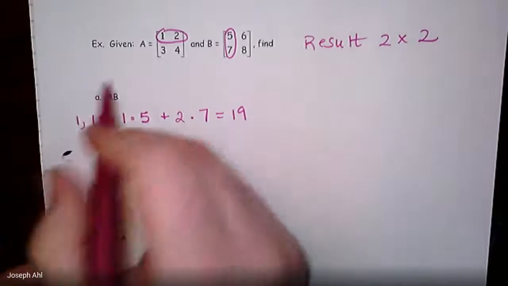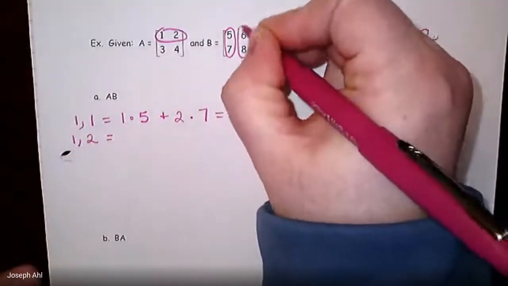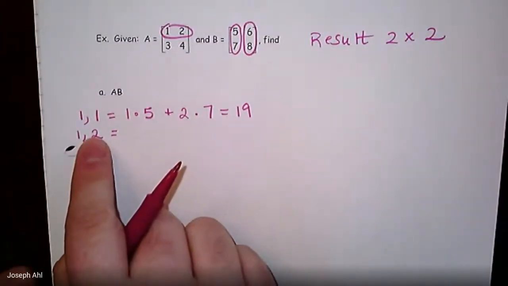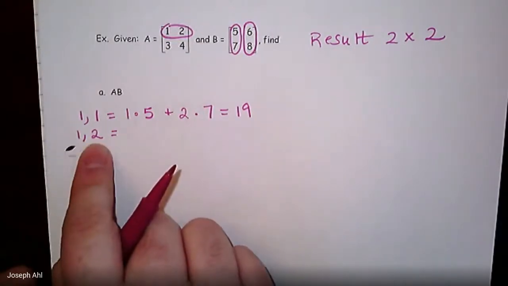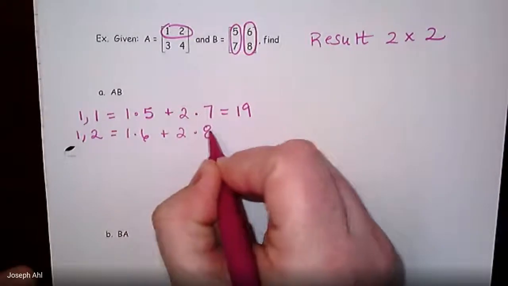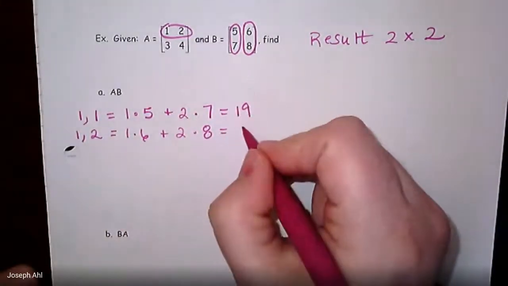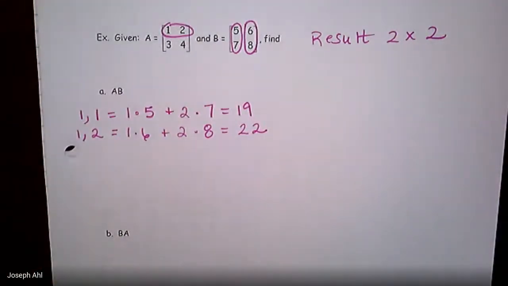Then I'm going to move on and I'm going to stick with row 1, but now I'm going to multiply it by column 2. So my notation over here, and this might be different from teacher to teacher, is 1, 2. So I'm taking the first row of the matrix A, multiplied by column 2 of matrix B. So it's going to be 1 times 6 plus 2 times 8. 6 plus 16 is going to be a total of 22.